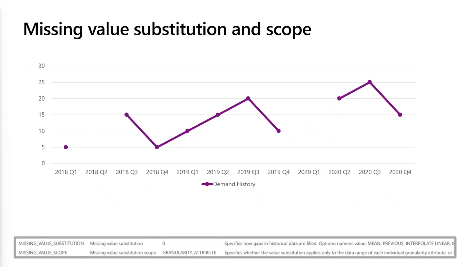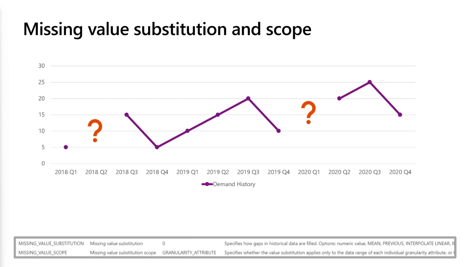The next parameters relate to what happens when we have gaps in historical data. When we don't have data for a certain time in our history, we need to decide what to do with the gap. This is answered by the missing value substitution parameter. We can specify a number, we can use the average of the previous and following data points, we can just take the previous value, or we could do a linear or polynomial interpolation to guess at what that number would have been. However, in most cases, you probably just want to use 0, because if we were missing data, it's likely because there was no data or no demand on that date.